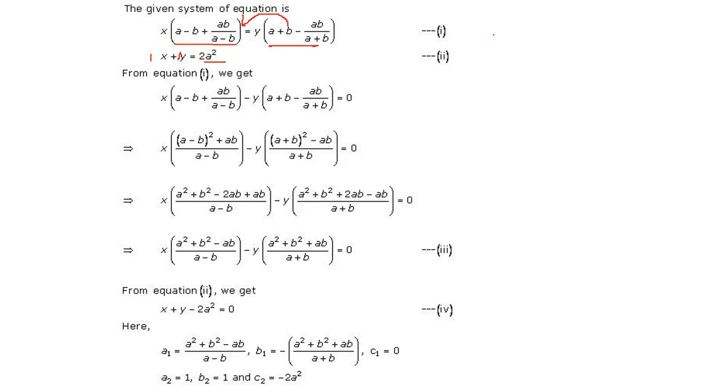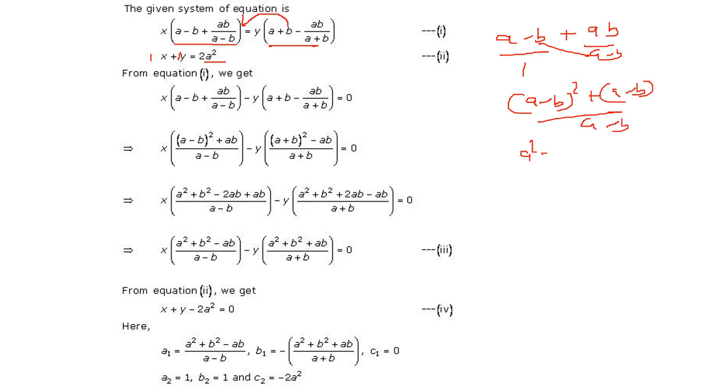a minus b plus ab by a minus b. So multiply these two: (a minus b) whole square plus ab by a minus b. That is a square plus b square minus 2ab plus ab. Sorry, this is ab, this is ab, ab by a minus b. So you get a square plus b square, then this is minus 2ab plus ab. So ab minus 2ab is minus ab. So a square plus b square minus ab by a minus b. So this is your a1.